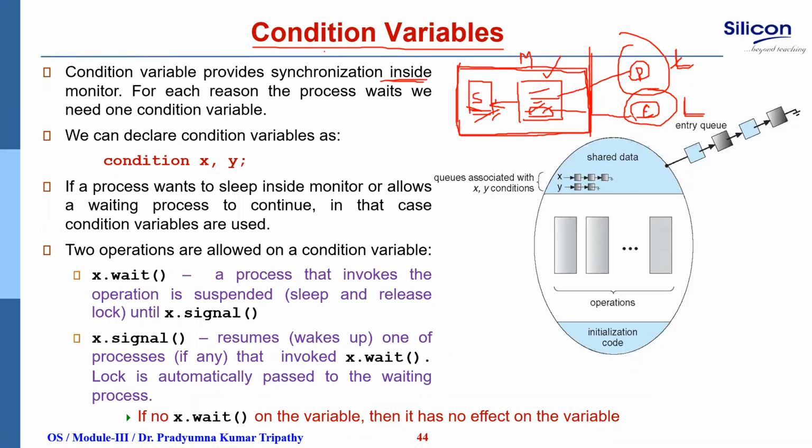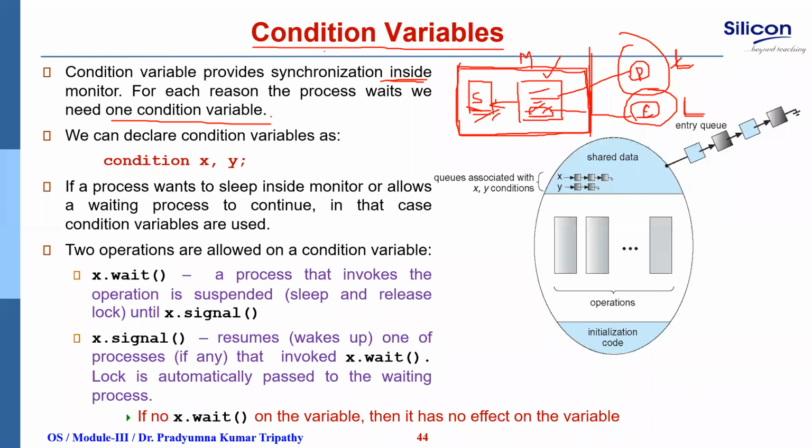Previously we put the lock outside of the monitor. Now it says synchronization inside the monitor can be through condition variables. So for each region where a process waits, we need one condition variable. Any region, maybe the consumer process will wait or the producer process will wait, we need one condition variable.